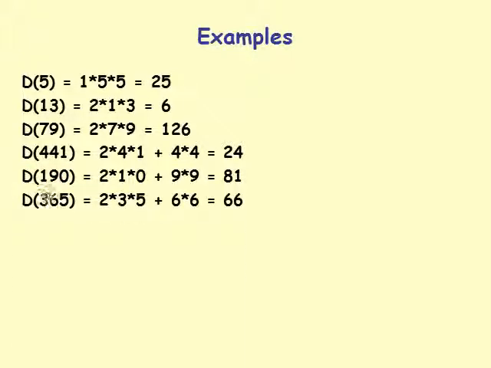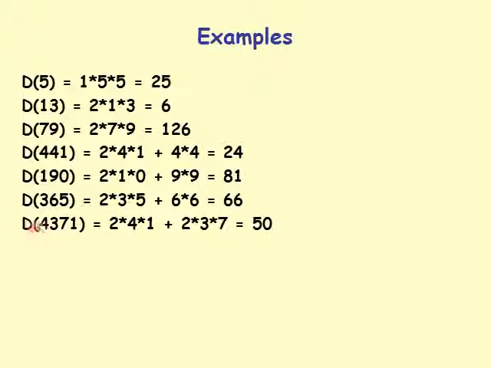Let's continue. 365: we pair 3 with 5. 5 is in a different position than 3, so we get twice the product. 2 times 3 times 5 is 30. The 6 is paired with itself in the same position, which gives me 6 squared. So 30 plus 36 is 66.